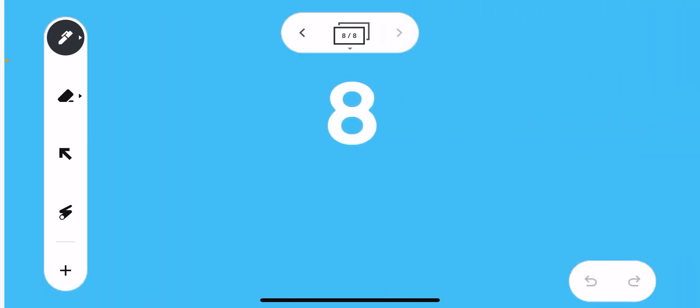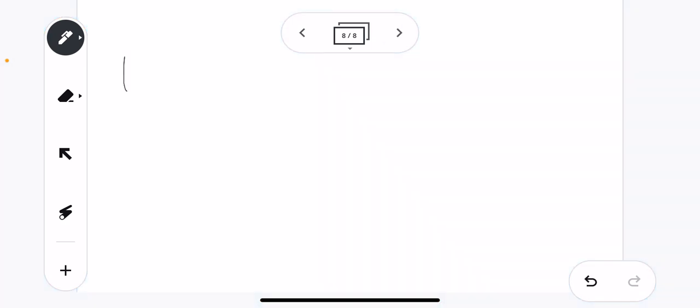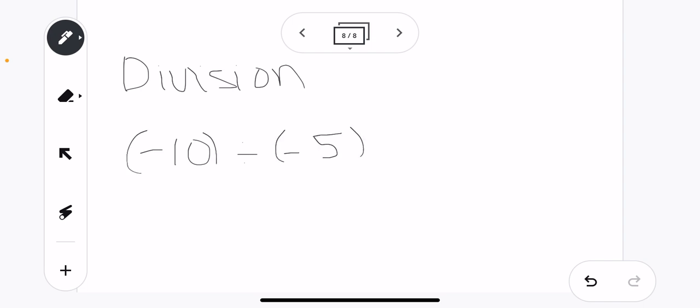Let's go on to division now. This is essentially the opposite of that. So let's give another example. Negative 10 divided by negative 5. Put the brackets on there just so we're not confused. Now we know that 10 divided by 5 is 2. But what is negative 10 divided by negative 5? You have two negative numbers here.